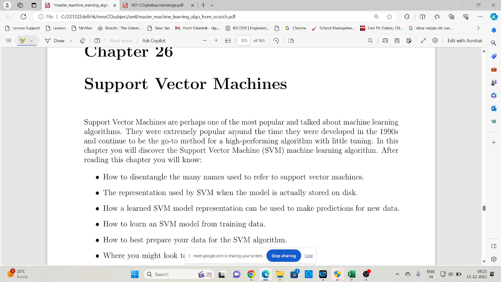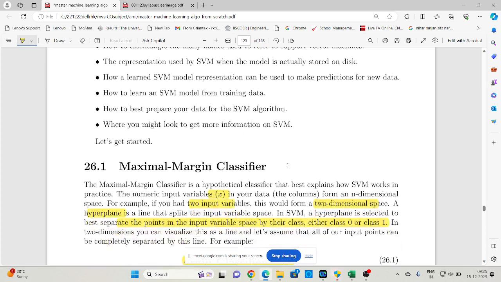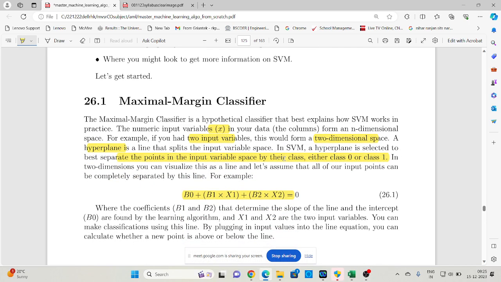The short form for support vector machines is SVM, which is a machine learning algorithm, a very well-known and high-performing algorithm with very little tuning. Now, we need to understand the term maximal margin classifier here. What is this? It's a hypothetical classifier. Let us say we have an input x, an input variable x, in an n-dimensional space.